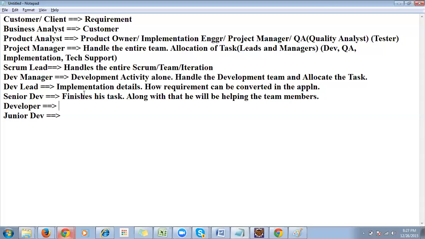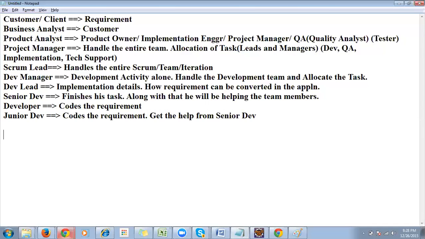Okay, this guy codes the requirement after understanding it. The junior developers also code the requirement, but mainly these guys get the help from senior developers. That's what these guys do. So this is what they do at the development level.